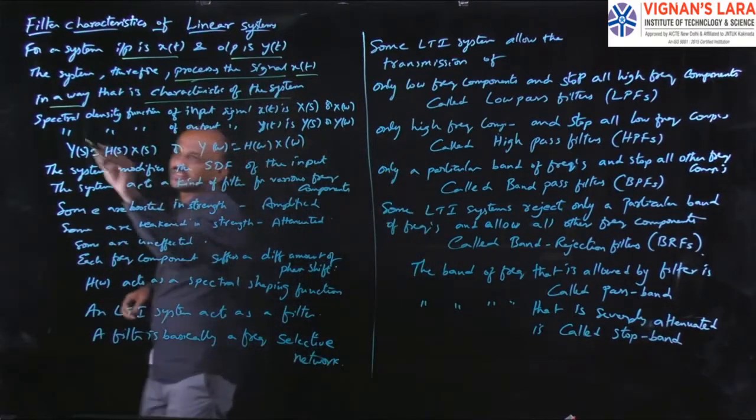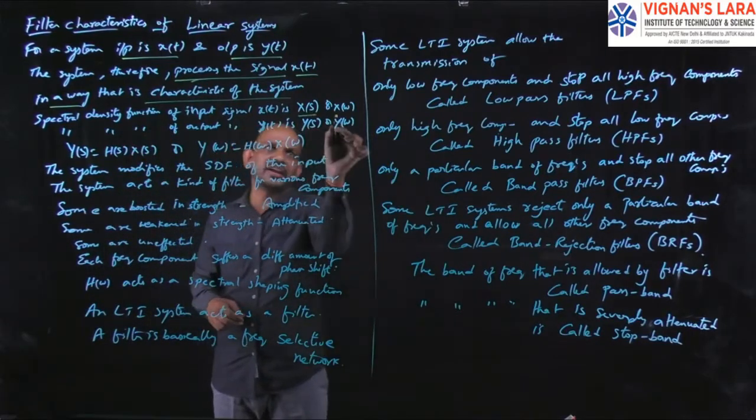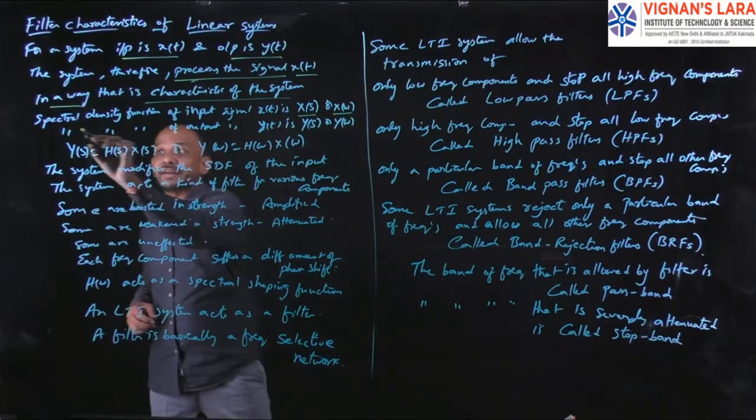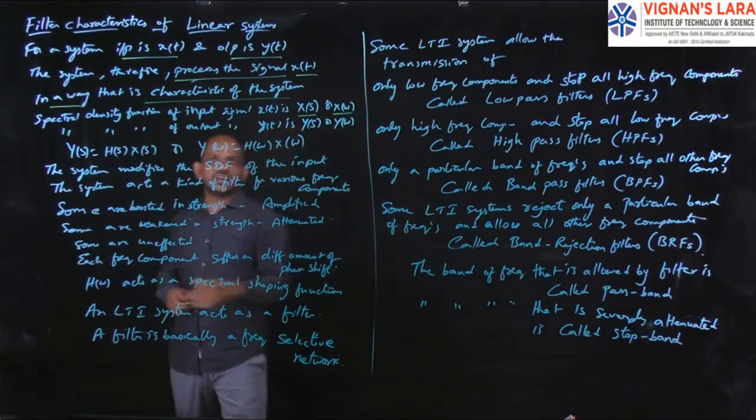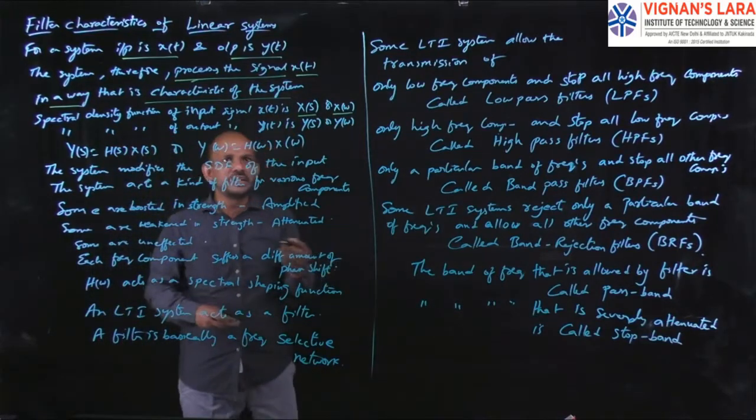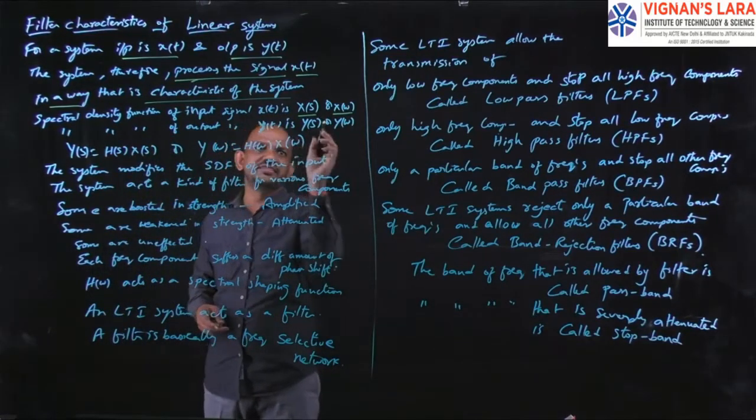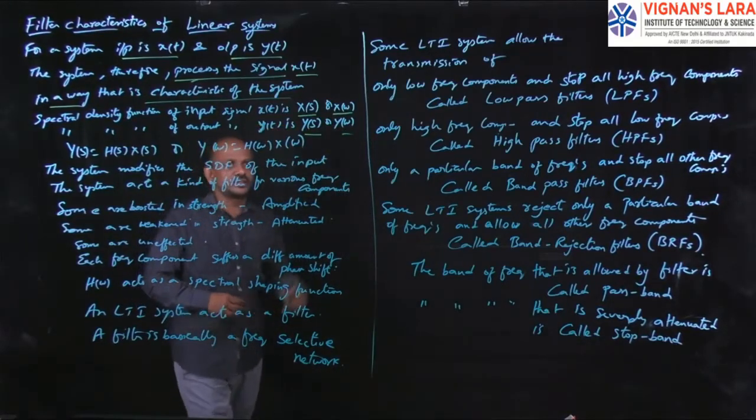Here, consider that the spectral density function of the input signal x of t is given by X of s or X of omega. In the same way, the spectral density function of the output signal y of t is given by Y of s or Y of omega, that is, in the s domain and in the frequency domain.